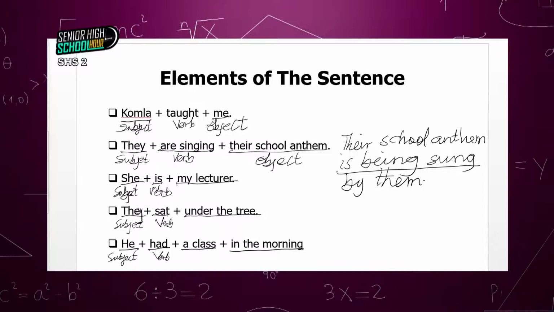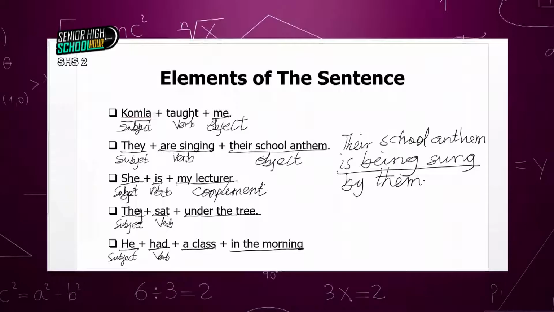refers back to the noun that it defines. So you have, she is my lecturer. That is the image that she has, or the position that she has. So this is complement. It is the same person, but more or less the new image, position. And you can equate it.